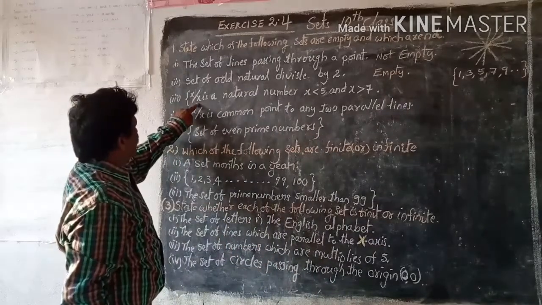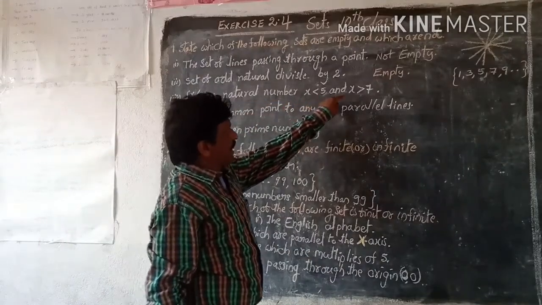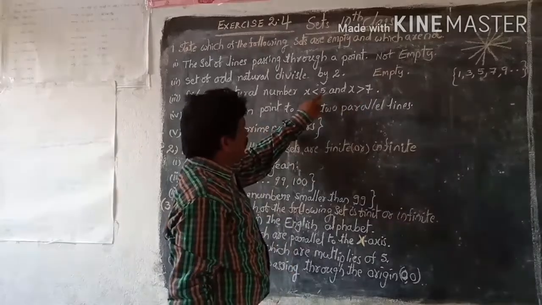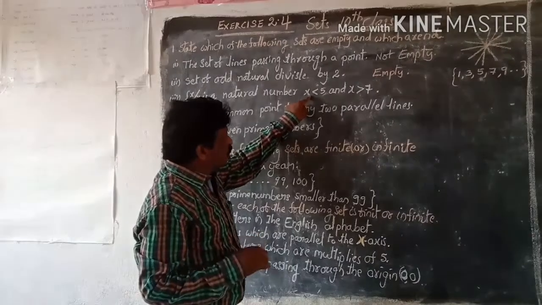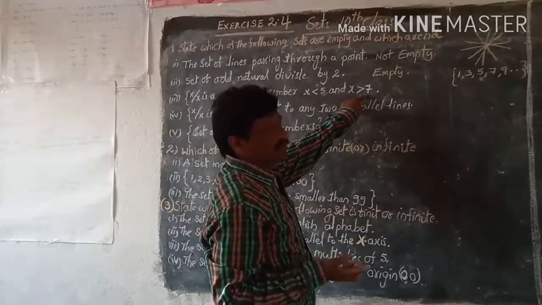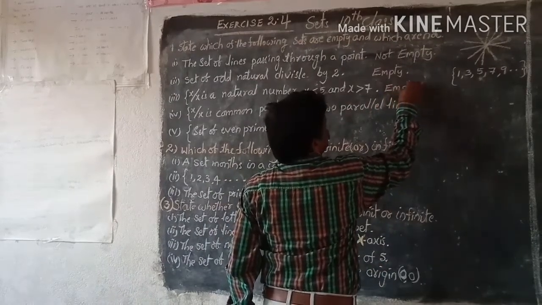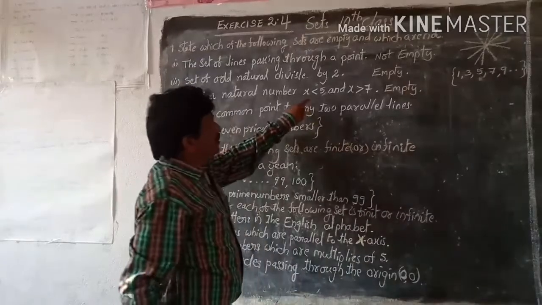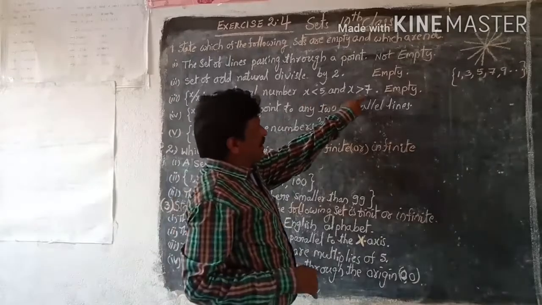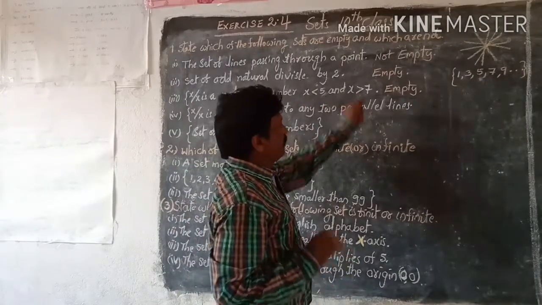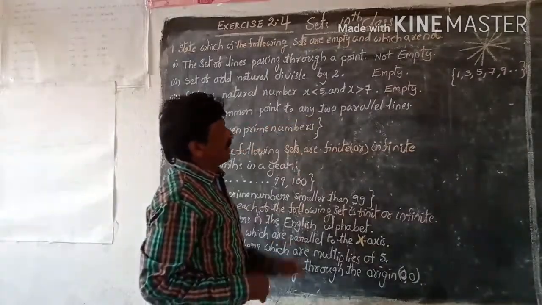Next, x such that x is a natural number, x less than 5 and x greater than 7. Less than 5 and greater than 7, so there is no number. Empty set. Next, x such that x is a common point to any two parallel lines.